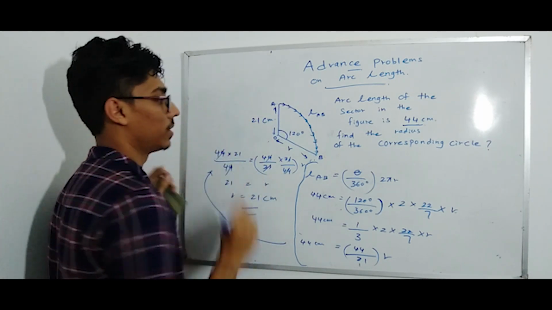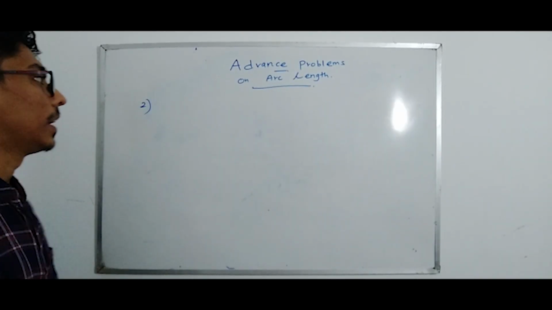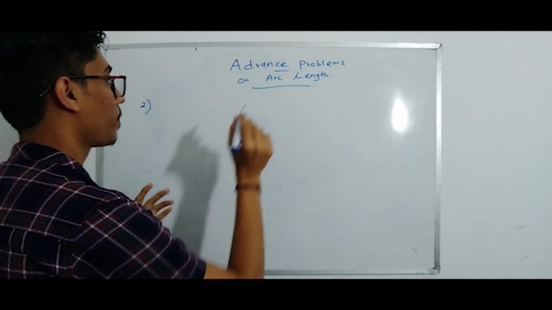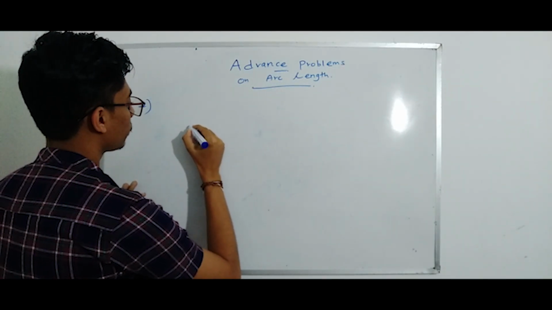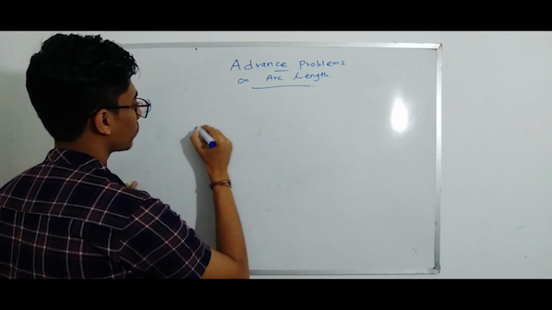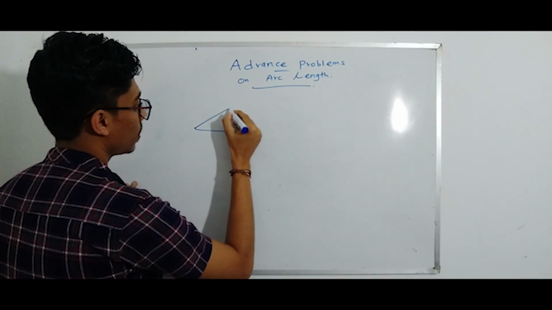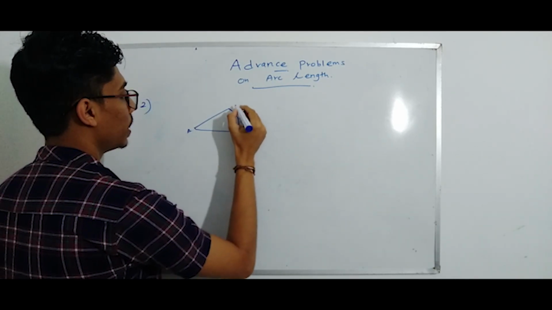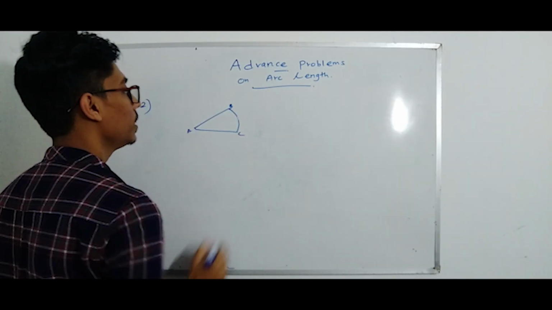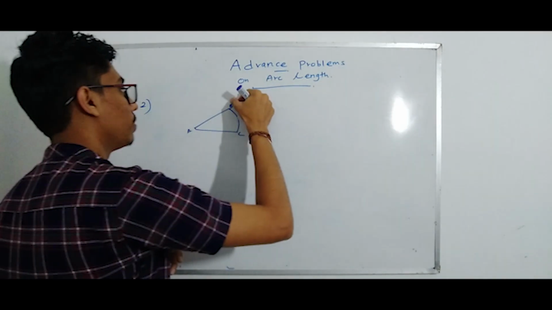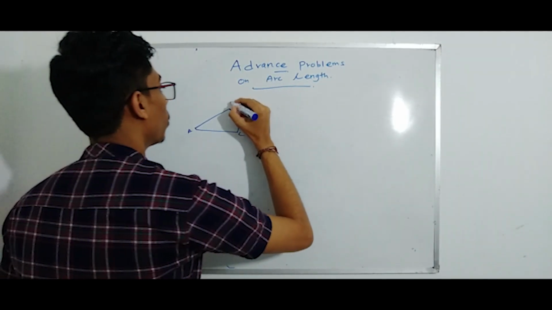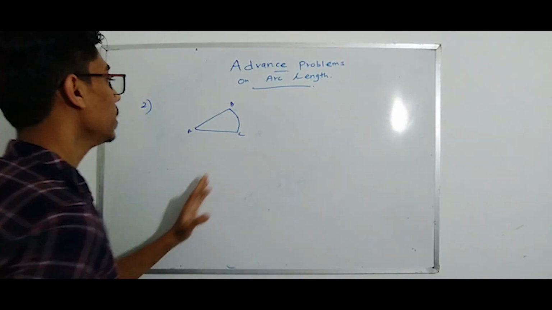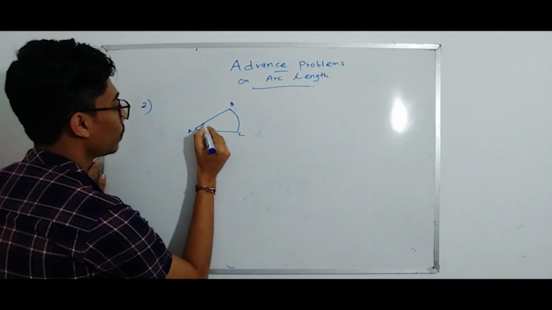21 centimeters. Right, the next example is an advanced problem on the arc length. So let me do that. So we have an arc like this. Let me name this as A, B, C, right? Either way, you can name it any way you want. So I'll name it ABC, and you have an angle of theta here.